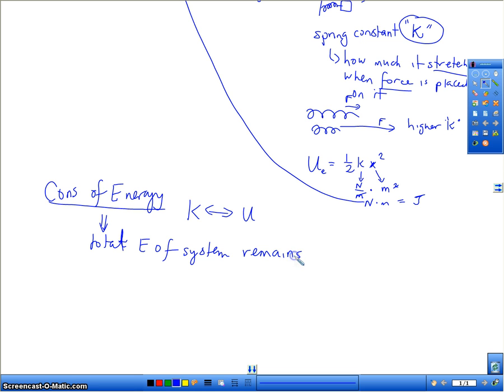So the energy can change forms. It can go from kinetic to potential and back and forth, but it's not going to change as long as you do not have any dissipating forces. Dissipating forces are forces that tend to take energy out of the system and turn it into forms that we can't get back. One example of a dissipating force is friction, because when you have friction, it takes energy out of the system and typically turns it into heat.